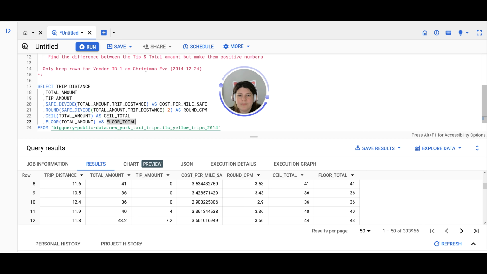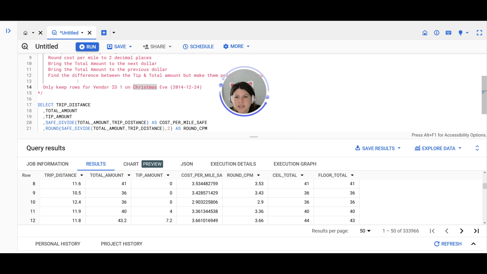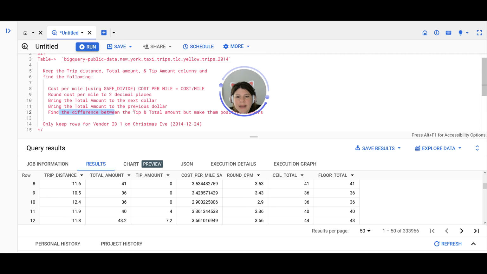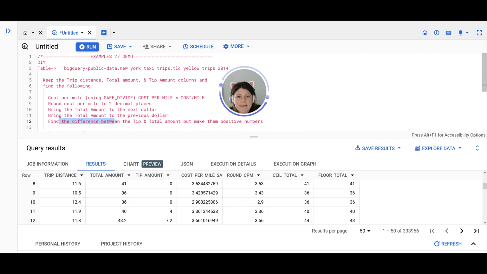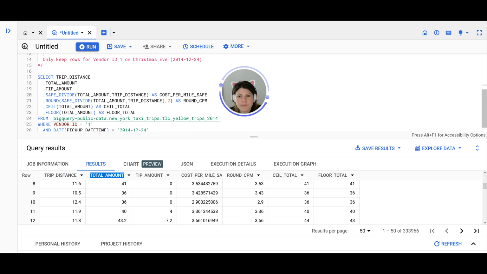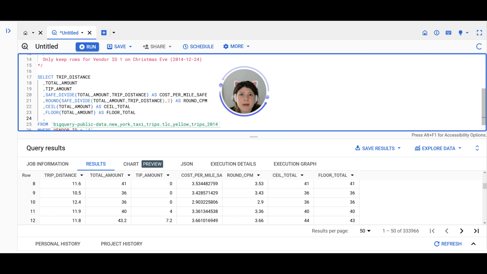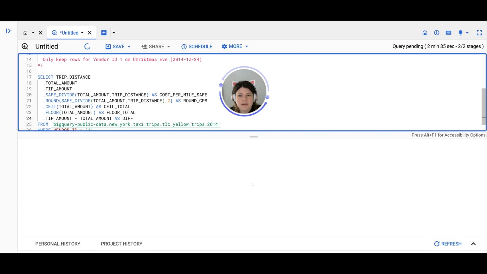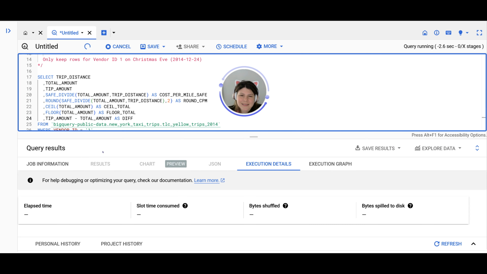Okay, last thing we want to do is find the difference between the tip and total amount, but make them positive numbers. So in general, we can assume that your tip, how much you give extra, is always going to be less than your total. And let's just say our manager wasn't very good at math and they said, find me the difference between the tip amount and the total amount. And you were being very literal and you said, okay, fine. If I do tip amount minus total amount as difference, I'm going to get negative dollars. That might not make sense for your analysis to have negative dollars.